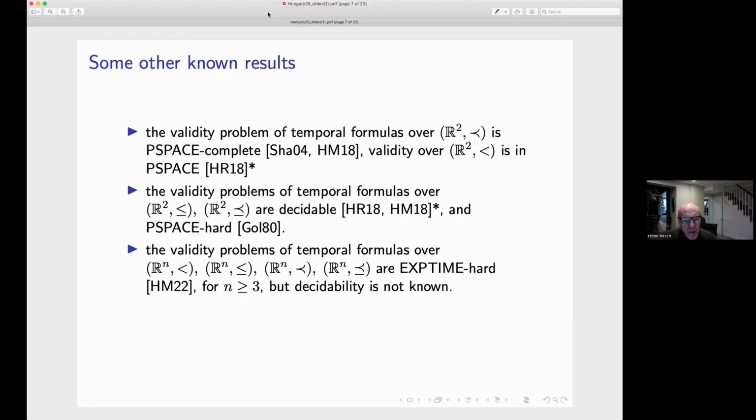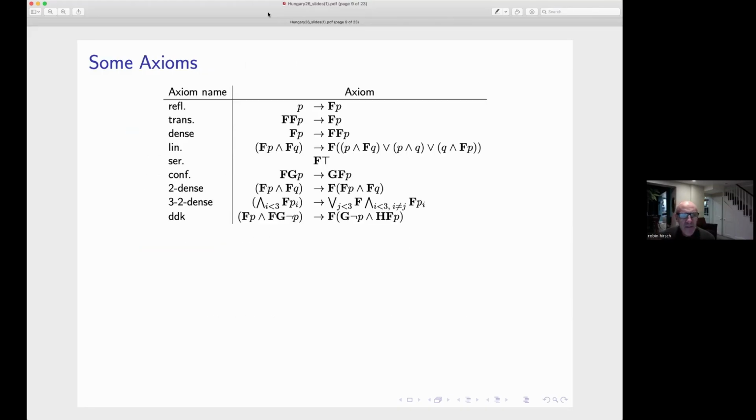When you have more than 2 dimensions, so at least 2 space dimensions, they look like they're undecidable, these problems, but the only proof we have is that they are at least EXPTIME hard. But beyond that, we don't know, really. Okay, that's the caveat about the mistake in the original papers, let's move on. I promised to remind you about some of these axioms.